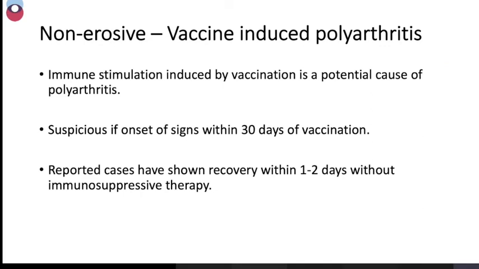And then non-erosive vaccine-induced polyarthritis. So immune stimulation induced by vaccination has been speculated to be a potential cause of polyarthritis. And you're sort of most suspicious of this if there's onset of signs within 30 days of vaccination. Reported cases have shown a recovery in about 1 to 2 days, and often just with NSAIDs rather than immunosuppressive therapy. There was a paper in 1991 as well linking the distemper vaccine to rheumatoid arthritis, which isn't hugely widely reported.